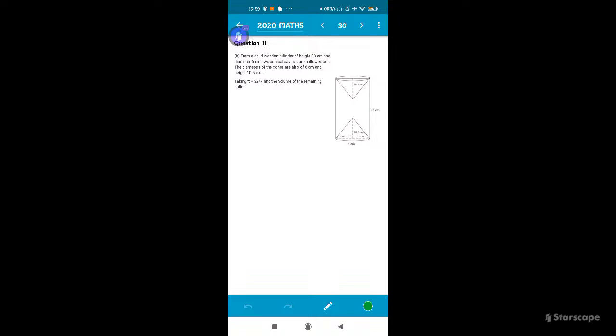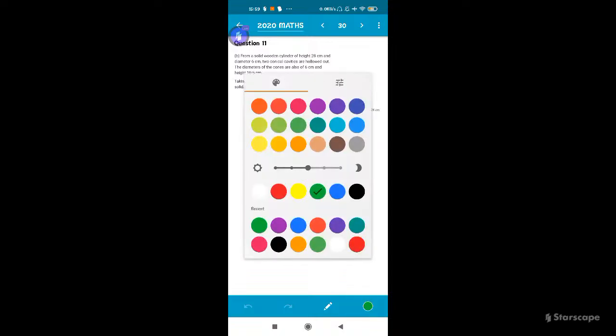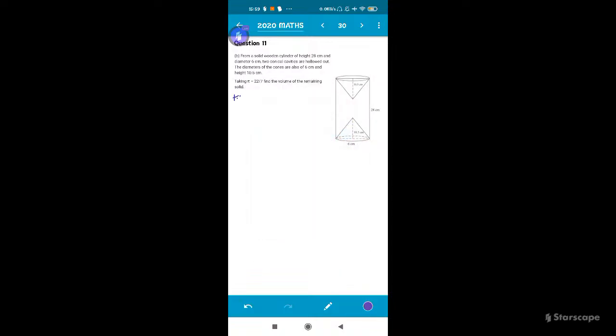So let's do it. First of all, let's write the dimensions for the cylinder. The diameter is 6 cm, that means the radius will be 3 cm, and the height is given as 28 cm. What will be the volume of this cylinder? We know the formula is pi r square h, that means pi into 3 into 3 into 28. Let us leave it till here because later on we can take it out as common and make it simpler. So this is the volume for the cylinder.